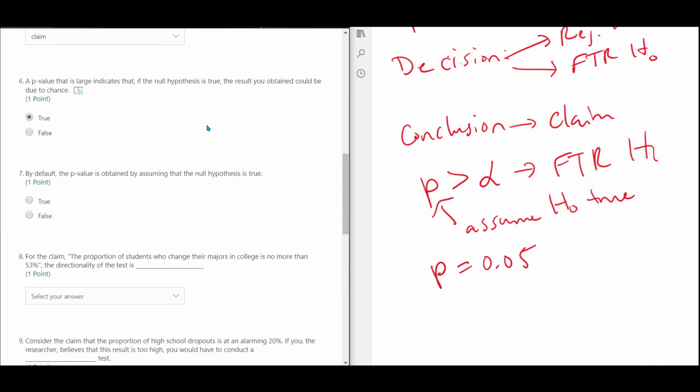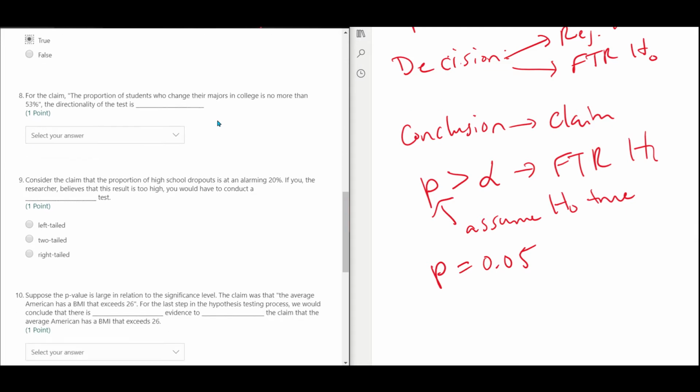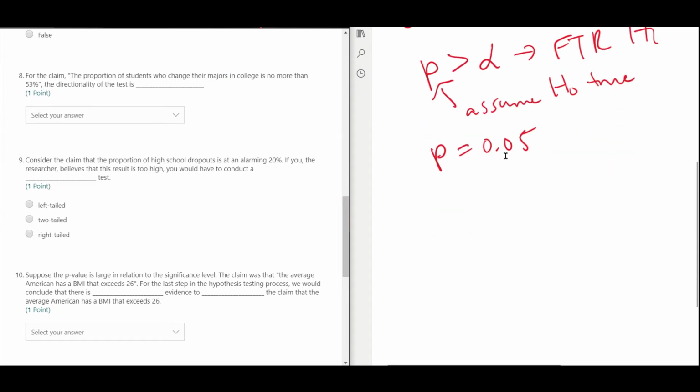So this is actually true. By default, the p-value is obtained by assuming that the null hypothesis is true. That is true. That's what we said earlier. For the claim, the proportion of students who change their majors in college is no more than 53%. What is the directionality of the test?